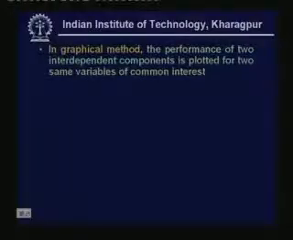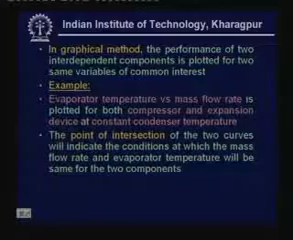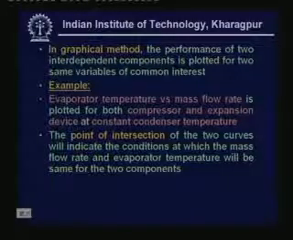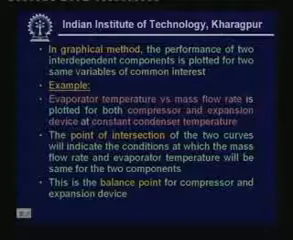In the graphical method, the performance of two interdependent components is plotted for two same variables of common interest. Let me give an example. In fact, we have used this while discussing expansion devices. I am going to give the same example. The evaporator temperature versus mass flow rate is plotted for both compressor and expansion device at constant condenser temperature. The point of intersection of the two curves will indicate the conditions at which the mass flow rate and evaporator temperature will be the same for the two components. This is the balance point for compressor and expansion device.